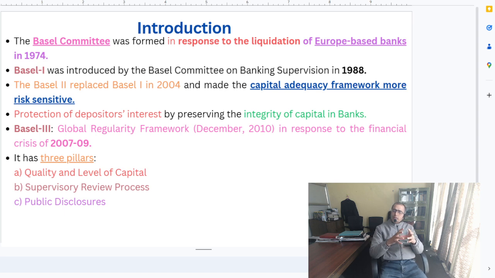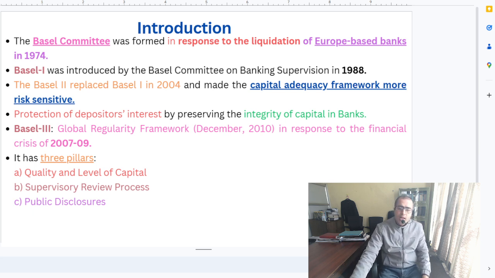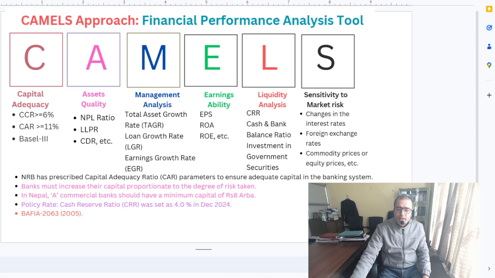The basic intention is to protect the depositors' interest and preserve the integrity of the capital of the banks. And in December 2010, after the global financial crisis, Basel III was introduced in response to the crisis, and basically it has three pillars: the quality and level of capital, the supervisory review process, and public disclosure, friends. Okay, based on this context, let's move to CAMELS.